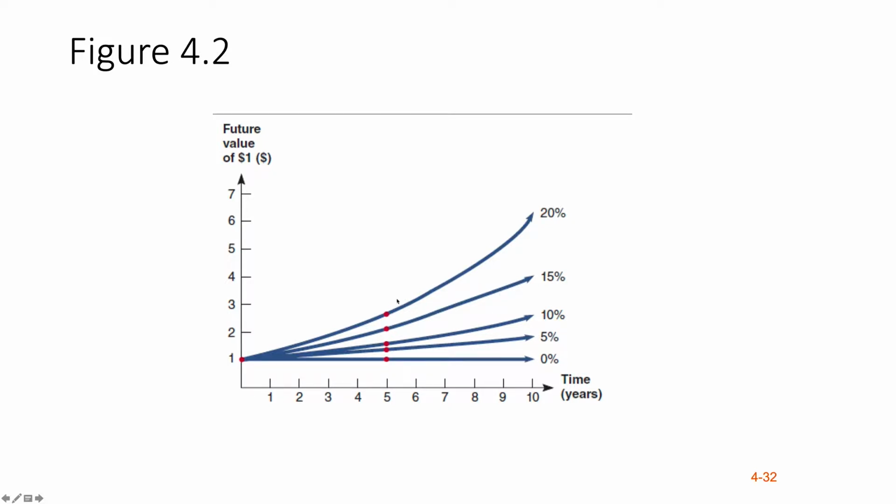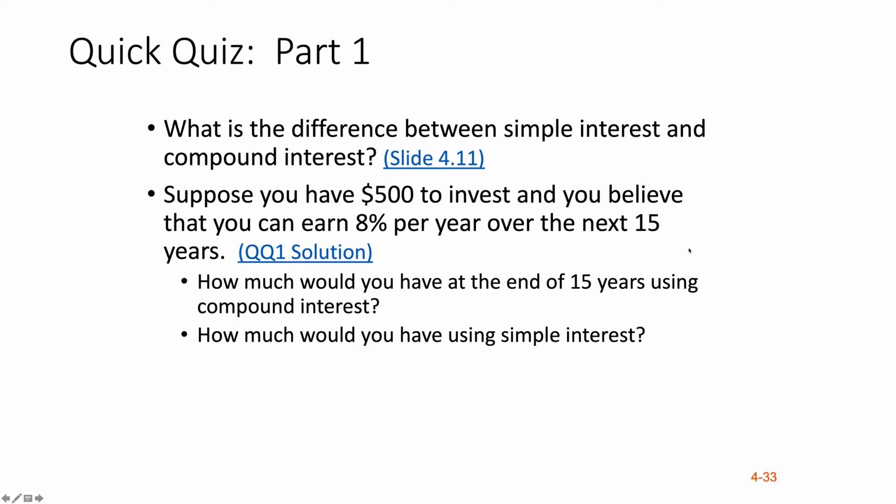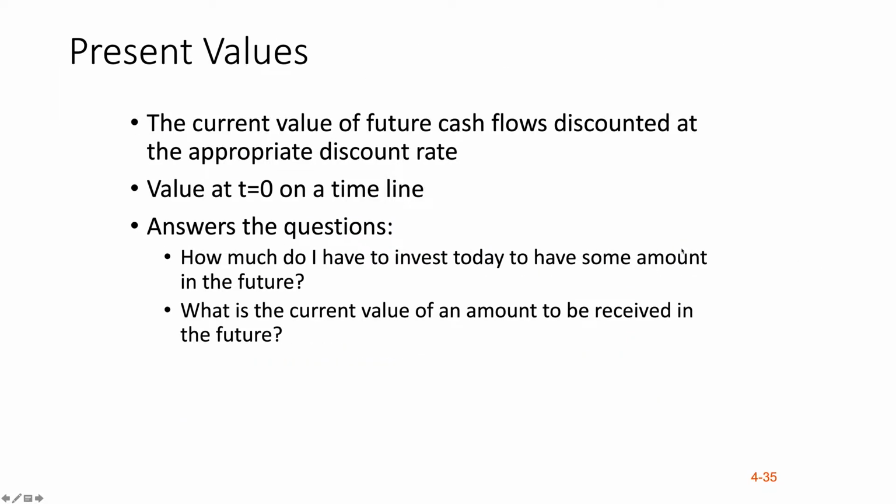Now let's look at the opposite of present value. A present value is the current value of future cash flow. You discount it at the discount rate. So you're solving for the value at time equal to 0. Okay. Now let's look at one example.